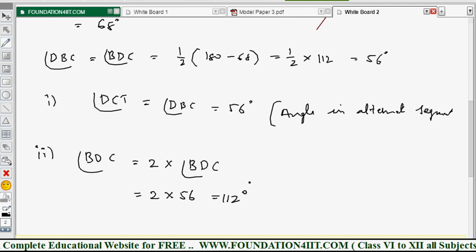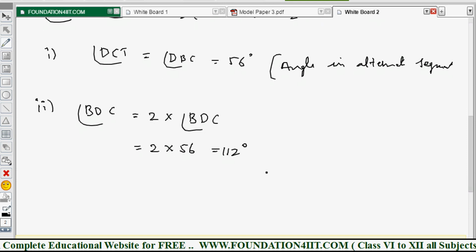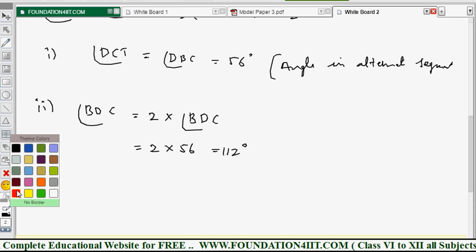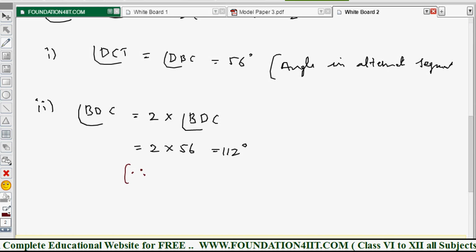This is the concept that the angle at the center is 2 times the angle at the circumference. Okay, I'll write the condition if you want to remember. Angle at the center is equal to 2 times the angle at the remaining arc, the remaining part of the circle, that means the remaining circumference.